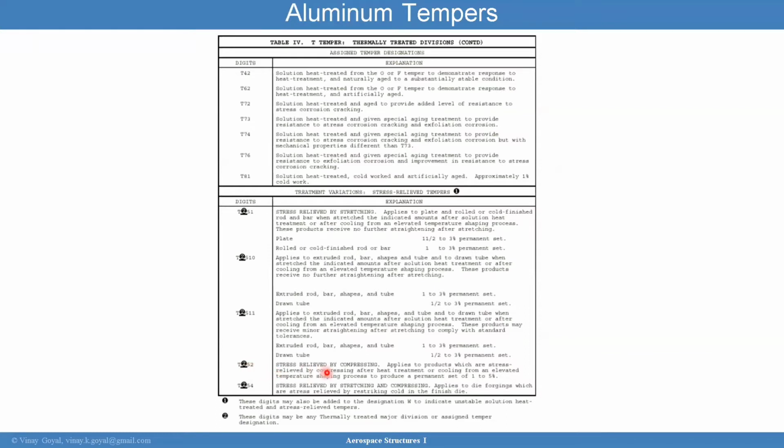And what I want to show you is that this one is stress relieved by compressing. So you apply a stress relief by compressing after heat treatment or cooling from an elevated temperature shaping process to produce a permanent set of 1 to 5%. So clearly here you have some mechanical loading and you also have some temperature application. And so each of them is going to have various conditions on how you process the material to get the stress relief that you need for that application.